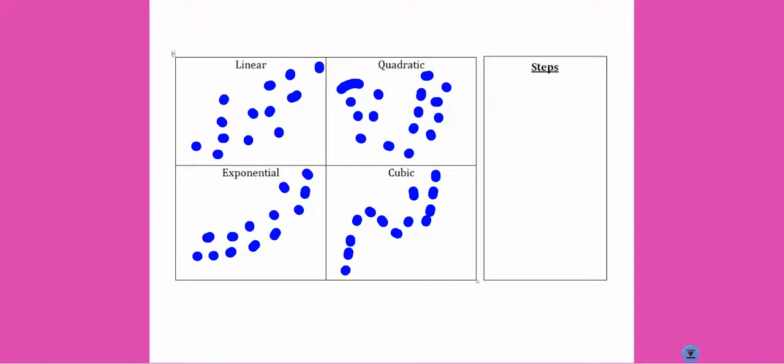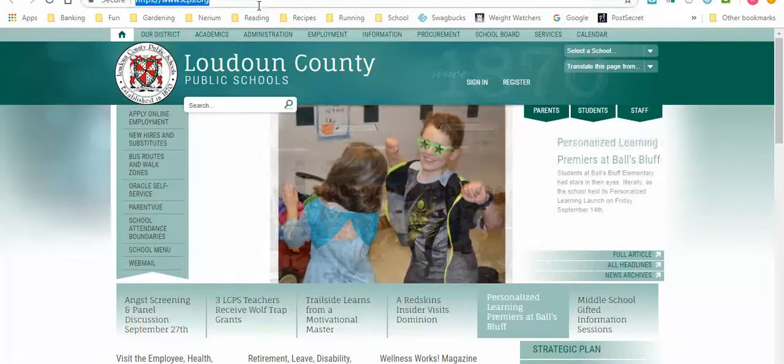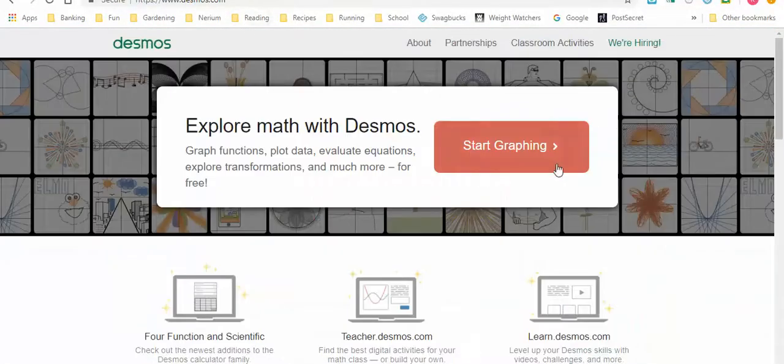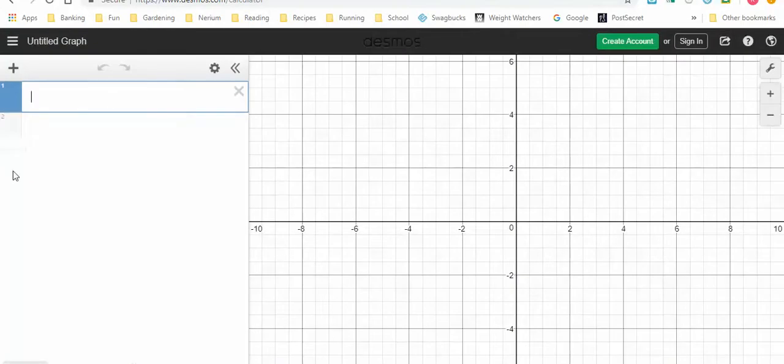For these equations, we're going to use the Desmos calculator. The first thing we're going to do is go to desmos.com. We're going to start graphing. So here we have our blank graph space, and we're just going to add a table.